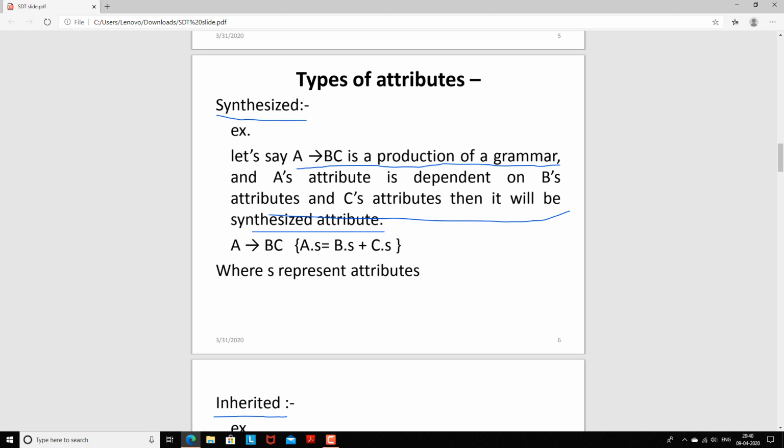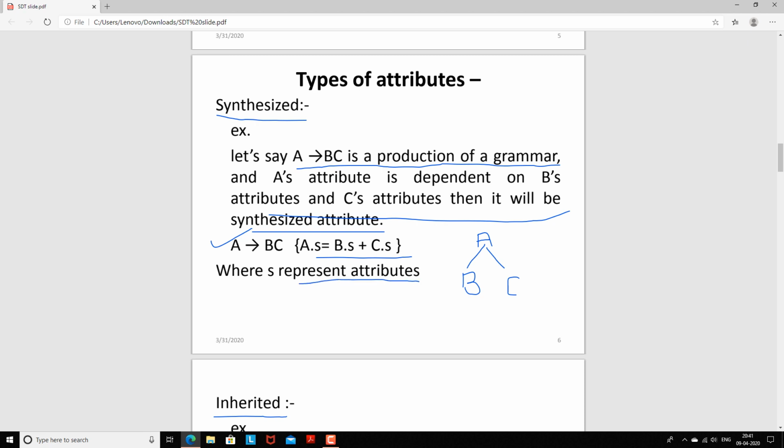And here I have taken an SDT where A turns to BC, and this one is the semantic rule corresponding to this production. Suppose I am going to draw the parse tree for this particular production A turns to BC, and here I have also mentioned that dot s is an attribute.